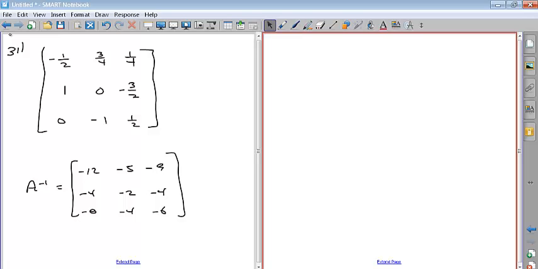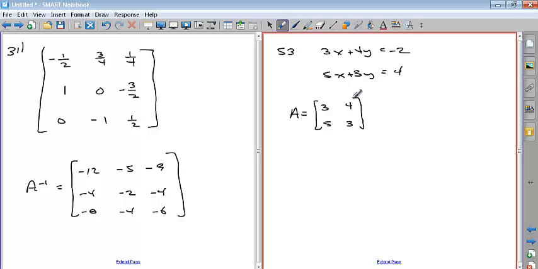53 says use an inverse matrix to solve it if possible. Okay. So 53, we have two equations. Okay, so what we're going to do is, the A matrix in this case is 3, 4, 5, 3. So we don't use an augmented matrix. What we do, I'm going to do this by hand, not using the calculator. So you create an augmented matrix with the identity matrix to the right.